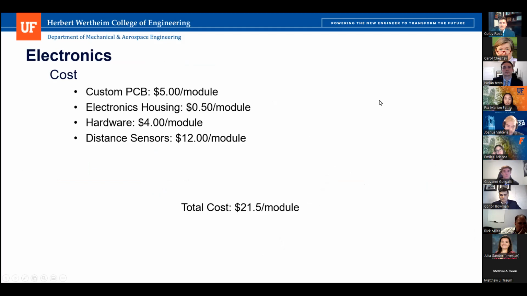The total cost of the electronics is $21.5. The custom PCB was approximated to be about $5 per module, and that also includes hiring a contractor for a week to design it. The electronics housing would be 50 cents. The hardware, which would be for the electronics housing, and also the wiring and to seal the housing, is about $4 per module, and the distance sensors were $1 each, so $12 per module.